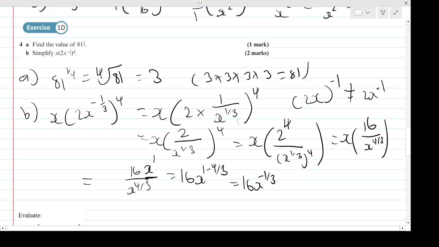But alternatively, I guess you could evaluate the power if you wanted to. So that's 16 over x to a third, and then that's 16 over the cube root of x. That is up to you. But generally, if it's written in this sort of form where it's just a single x, no fractions or anything like that, that's kind of good enough for us. Okay.